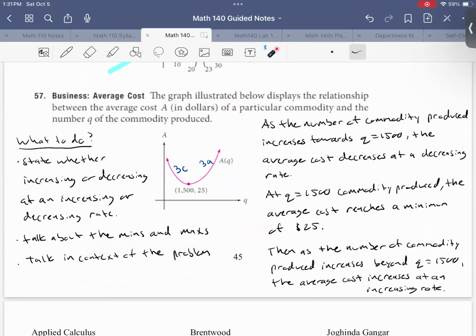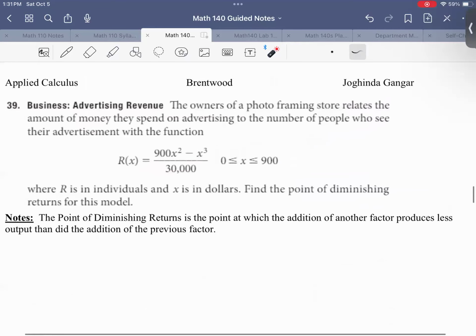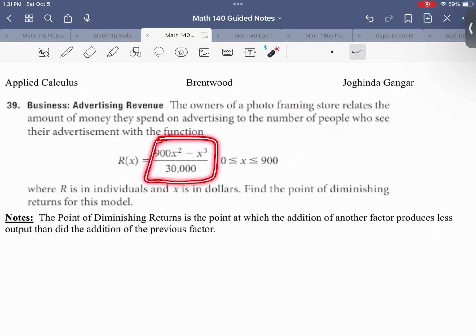Let's go ahead and try out another applied question. So, question here about business advertising revenue. The owners of a photo framing store relate the amount of money they spend on advertising to the number of people who see their advertisement with the revenue function R of x equals 900x squared minus x cubed all over 30,000. And we are within 0 and $900.